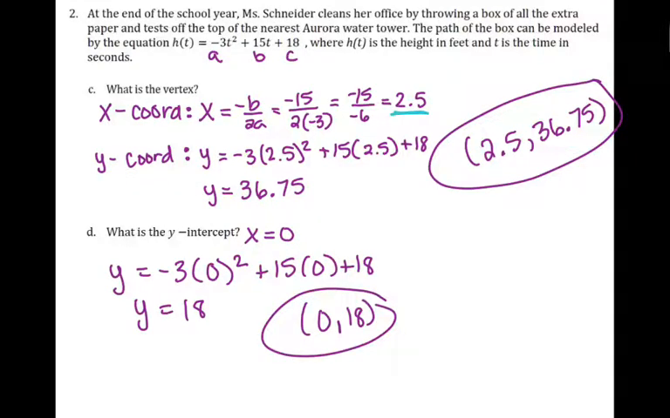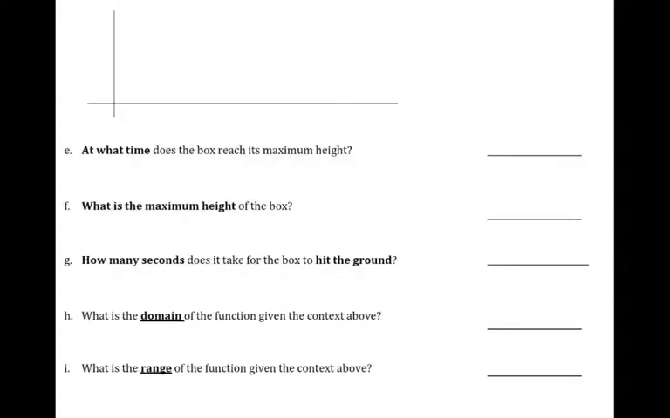Okay, so now that all of the calculation parts are complete, we can use these pieces of information to answer the rest of the questions E through I. Now, before I start answering those questions, I'm going to sketch a graph of this parabola just because it gives us a context for me to explain where these answers come from.